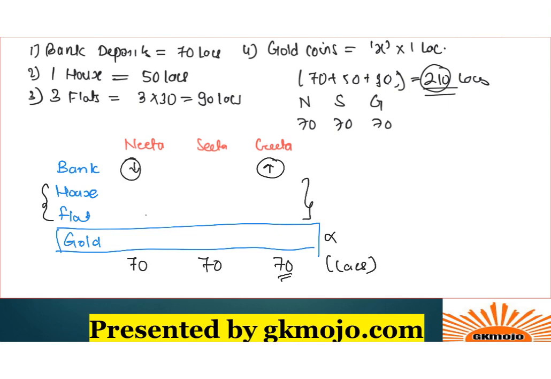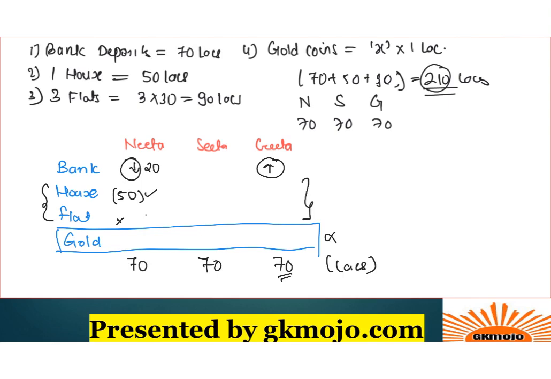So now what we'll do is try and error for Nita. If Nita receives a 50 lakhs wala house, so she receives 50 lakhs, how much is she left with? She's left with 20 lakhs now. Each flat costs 30 lakhs, so she cannot get a flat, but she'll get 20 lakhs in her bank deposit if she receives the 50 lakhs house.